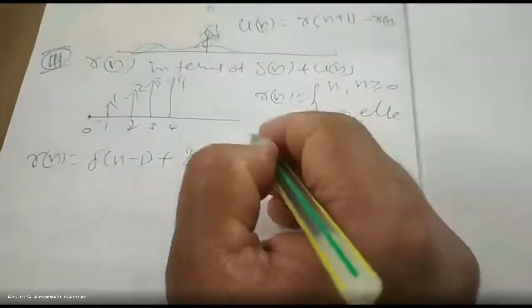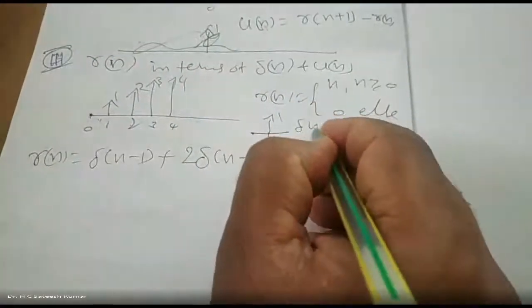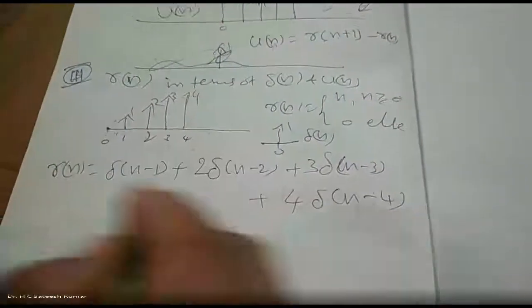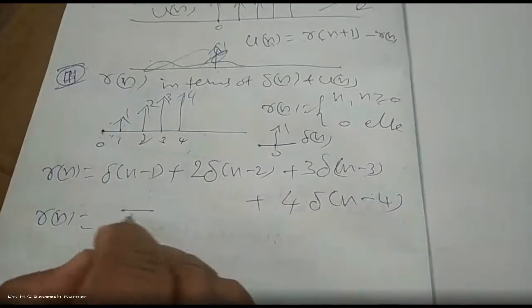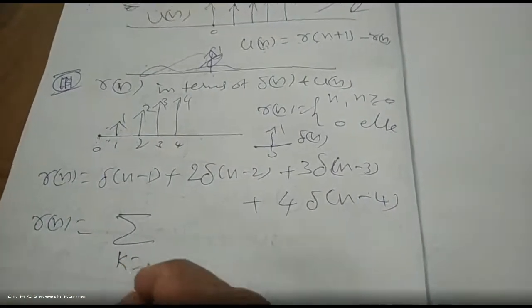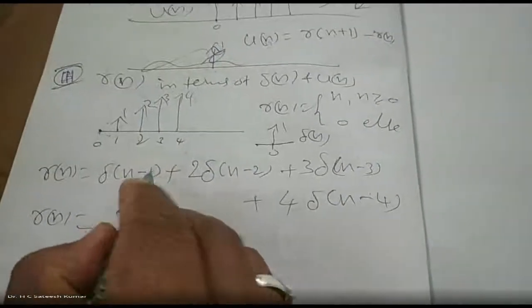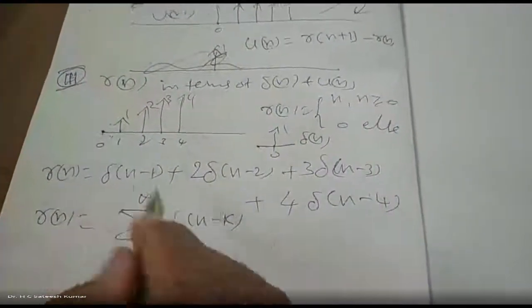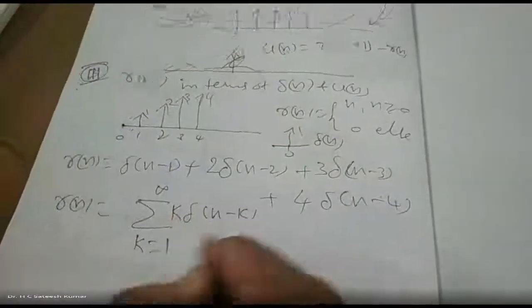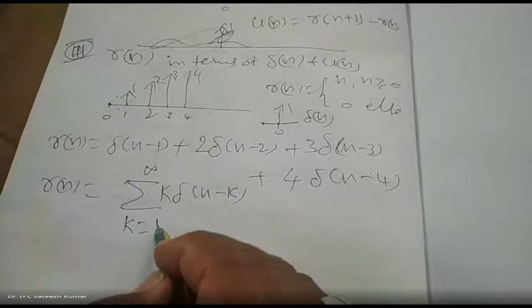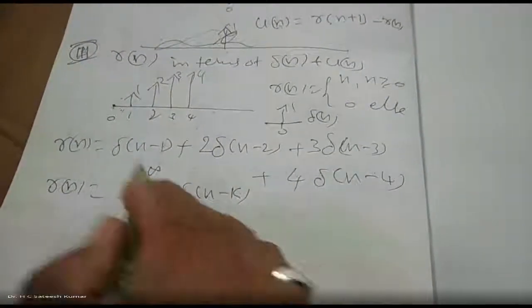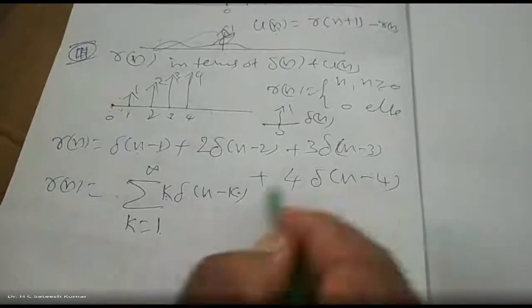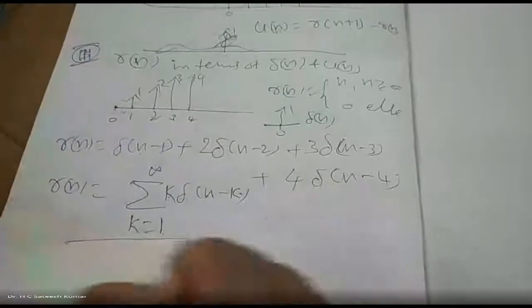Because delta of n is what? At 0, its value is 1. This is your delta of n, so this function is shifted to different positions. Therefore, r of n is equal to what? Summation, k varies from 1 to infinity because they start from 1, of k times delta of n minus k. At 0 its value is 0, at 1 its value is 1, at 2 its value is 2, therefore you multiply by k. Put k equal to 1, delta of n minus 1 into 1. Put k equal to 2, 2 into delta of n minus 2. Put k equal to 3, 3 into delta of n minus 3. So that is correct.